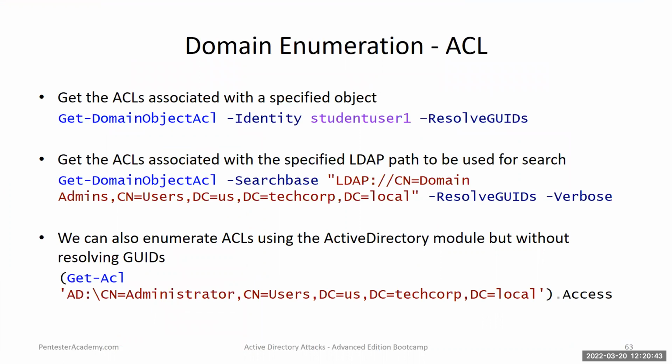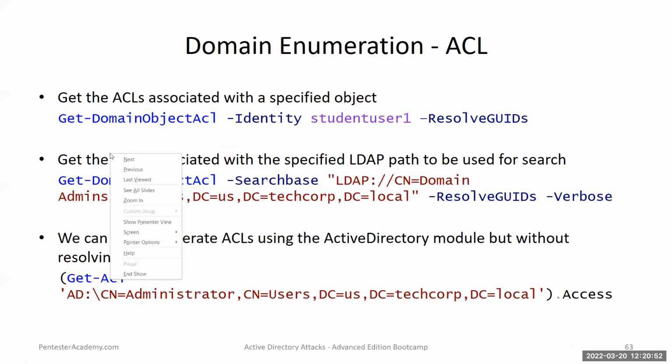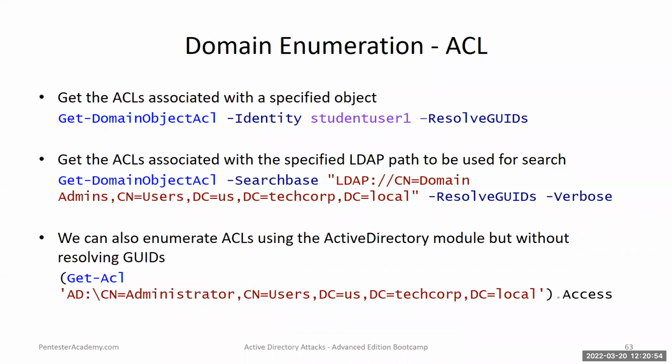Now, how do we read ACLs from the command line? We can use PowerView for that, PowerView or the AD module or Bloodhound. This command lists all the ACLs for the student user one. This one lists all the ACLs for the domain admins group. We can also use Get-Acl with the Active Directory module, but ResolveGUIDs would not work.